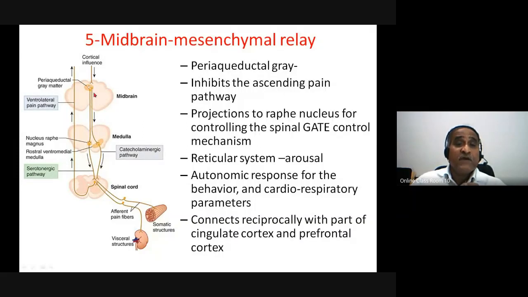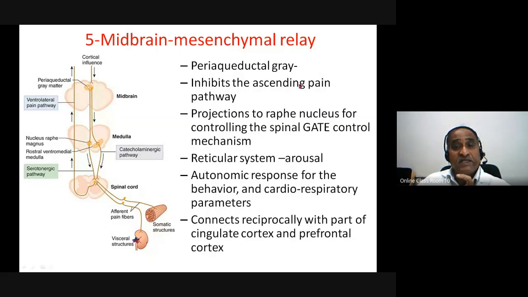So now this periaqueductal gray also receives the inputs from the cingulate, from the prefrontal cortex, from the amygdala, and the entire range of the things, and these are projecting on, these are exciting these things. Okay, this is what the processing happens at the mesenchymal relay. I will just read it.